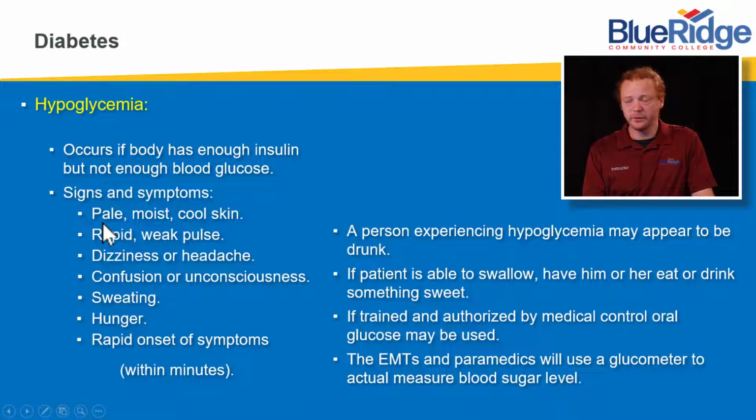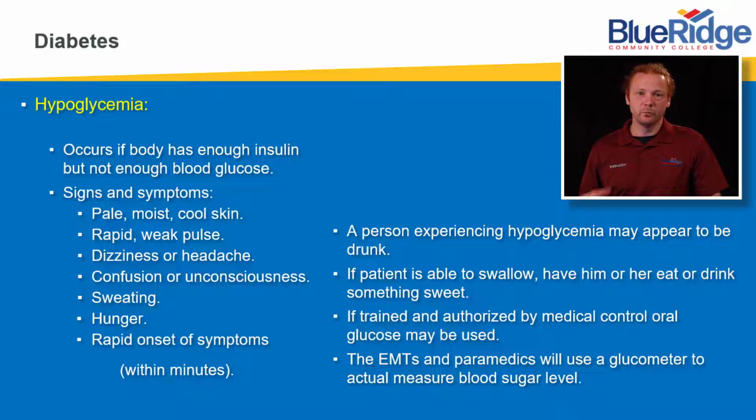Signs and symptoms of hypoglycemia can be pale, moist skin, cool skin, rapid, weak pulse, dizziness or headache, confusion, unresponsiveness, sweating, hunger, and rapid onset of symptoms. These individuals can appear drunk. They can be combative, very disoriented. If the patient is able to swallow and protect their own airway, have them eat or drink something sweet. We carry oral glucose in our first responder bags. So if you are trained and authorized to do so, that is a very quick tool to fix the problem immediately.